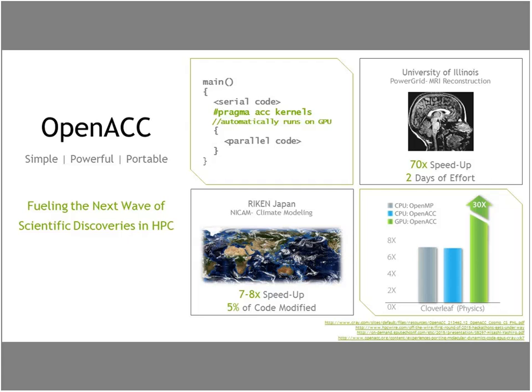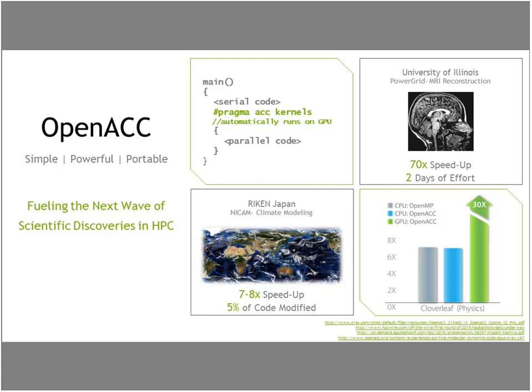Another code, down the lower right here, is a climate model called NICAM. In this case, they only had to modify about 5% of their code, a fairly small amount, and speed things up by a factor of about 7 or 8x. And this is actually a socket-to-socket comparison, so running on full CPU nodes versus a CPU plus GPU node, and you got about an 8x performance improvement. So with a very small amount of effort, they were able to get very large speedups.